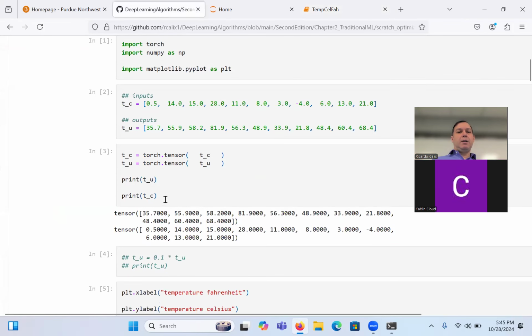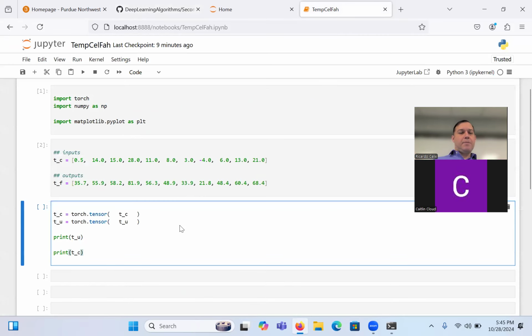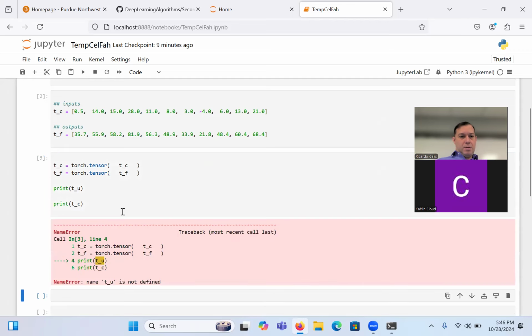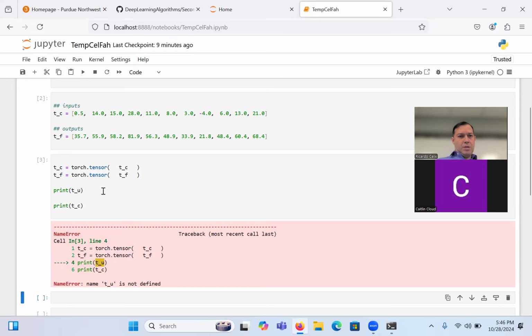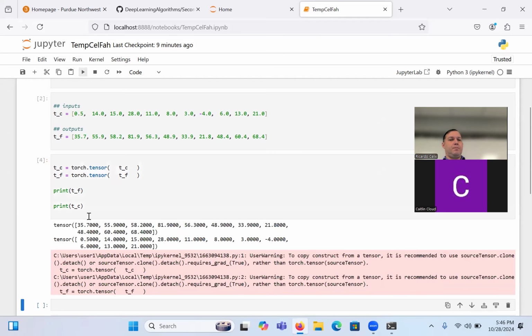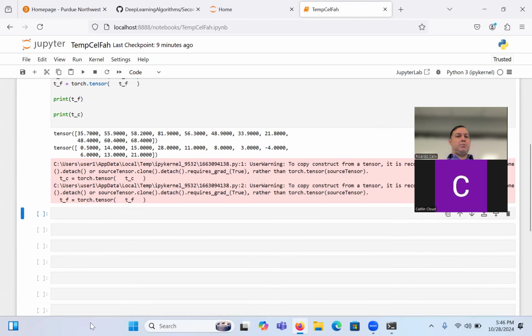So now we can instantiate these as tensors. Initially, they're just Python lists. So it's going to be TC and TF. And we can print them. Oh, yeah, sorry. So this should be TF and TC. Right, so we have basically our data to train our model. We have our X's and our Y's. Okay, so now we're gonna proceed.